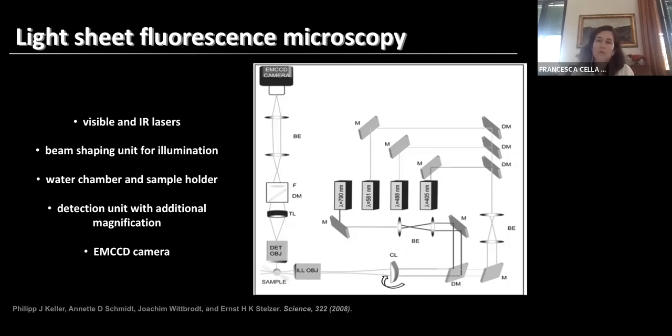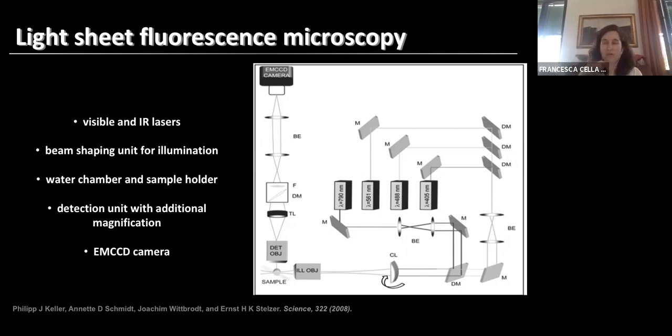So here you can see the illumination unit. It has two possibilities. It can work with visible light, but it can also work with infrared light for two-photon excitation. Then we will see how and why. Then we have a cylindrical lens, because this is a selective plane illumination microscopy. Similar things can be done also with the scanning version, but now let's see the simpler one with the cylindrical lens.